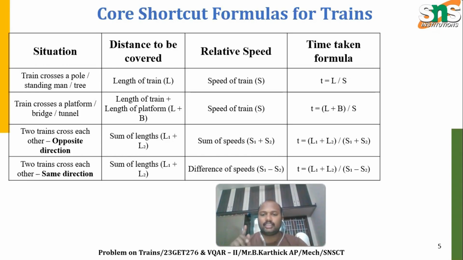You cannot say it has crossed just by crossing the start point. The train has to cross the starting point of the tunnel and it should cross the end point of the tunnel completely, not just the engine, not just 2 or 3 compartments. If the train has 10 compartments, the 10th compartment has to cross completely. Then the distance covered is the length of the train plus the length of the platform. The relative speed is just the speed of the train. So in the formula you take both the length of the train and the length of the bridge, divided by the speed of the train.